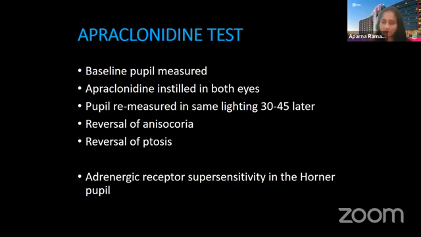This is a very useful test because you see a lot of physiological anisocoria in the clinic, because 20% of kids are supposed to have physiological anisocoria. So it's good to do this apraclonidine test sometimes when you're not sure if it's a physiological anisocoria or if it is Horner syndrome.